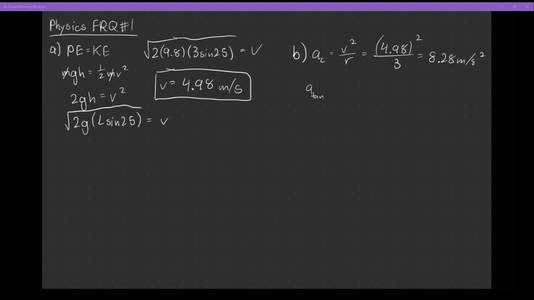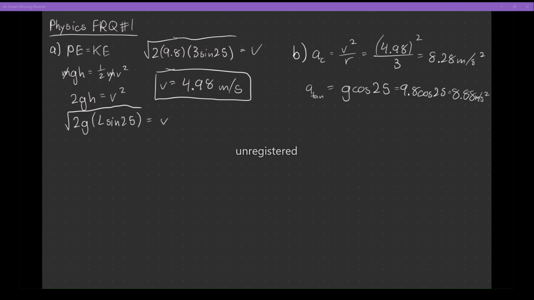And that's the a_c, but then there's also a_tan. a_tan comes from g, which is gravity pointing straight downward. But I need the component pointing in the line of motion. The angle that gives you that is cosine, because the angle's at the top. So g cosine of 25. Plug that into a calculator, 9.8 cosine 25, and it gives you 8.88.